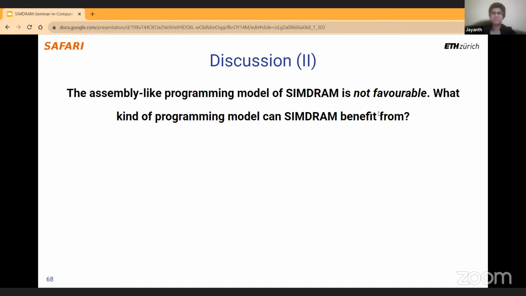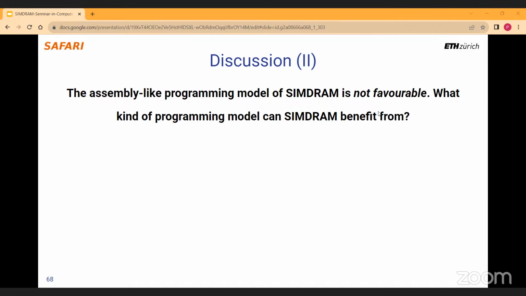Yeah, so SIMDRAM now makes the user actually implement instructions from the Boolean level, and then add them to the instruction set architecture, and then they have to be manually invoked in the code. So this is kind of cumbersome and not straightforward, and sort of like assembly programming. So what changes could be made to this, or what would be an apt or appropriate programming model for a processing-using-memory framework like SIMDRAM?